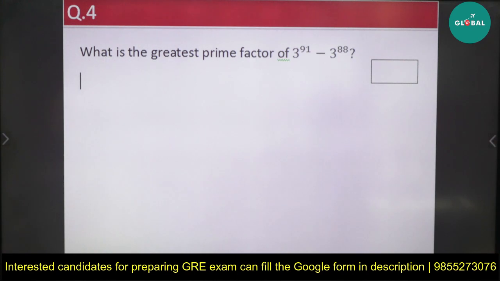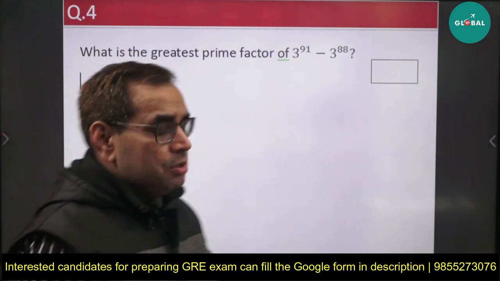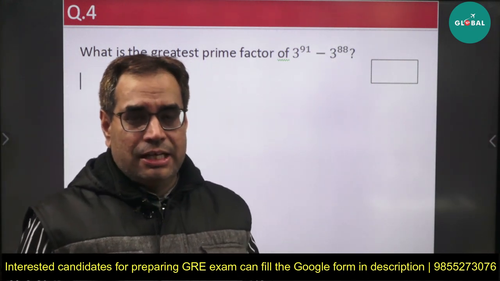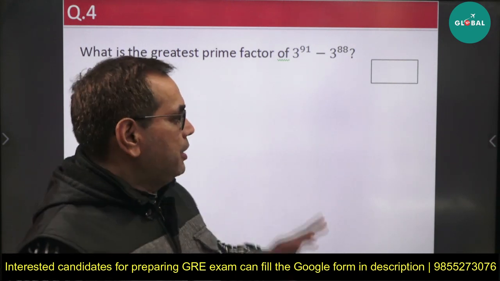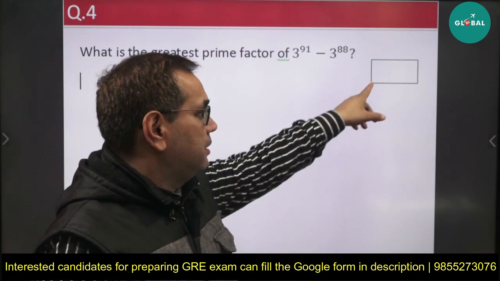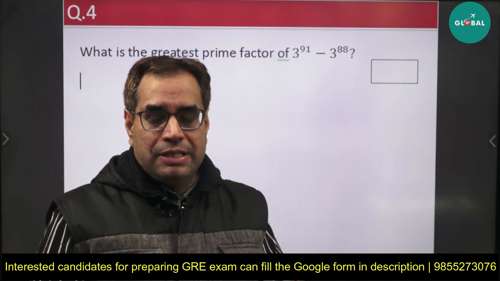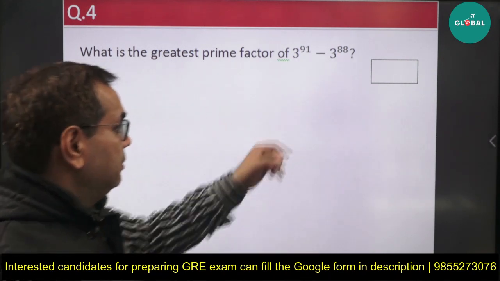In some questions you may have to write down the answer. You get the answer, that may be an integer or a fraction, and you have to type that answer in the box provided to you during the exam, okay? So tell me this answer.